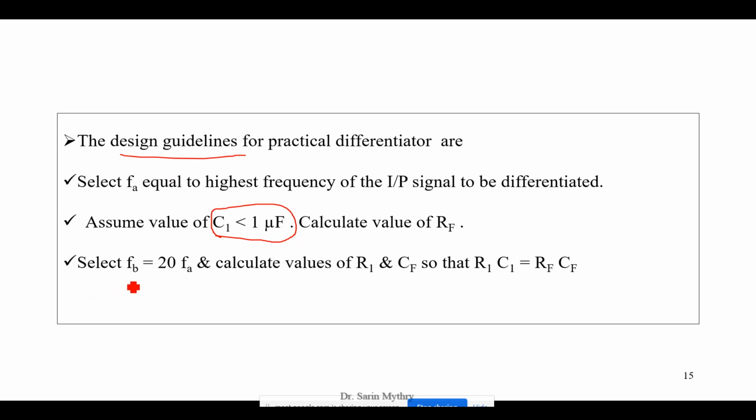Now for the second one, select the value of FB equal to 20 times FA. Already you have some value of FA, so how to select FB? FB should be 20 times FA, and calculate the value of R1 and CF, so that ultimately you will get this equation. Whenever R1 C1 becomes equal to RF CF, then the stability is achieved and noises will be removed.